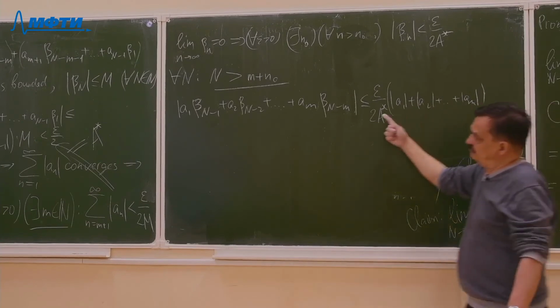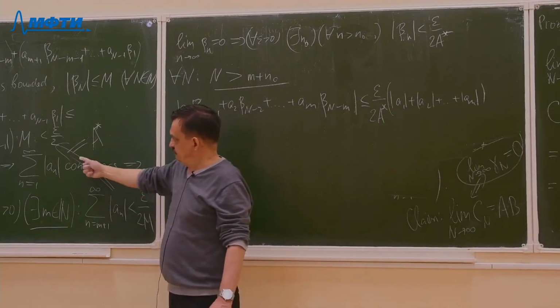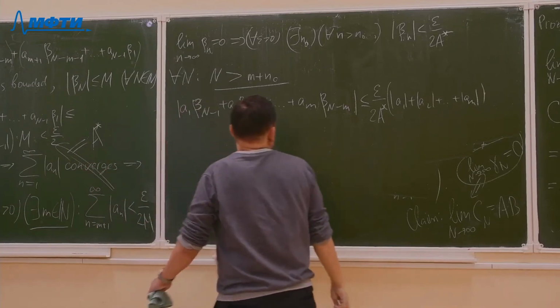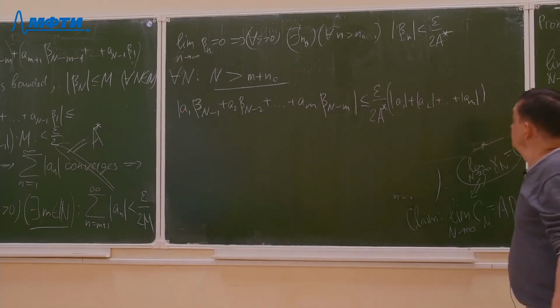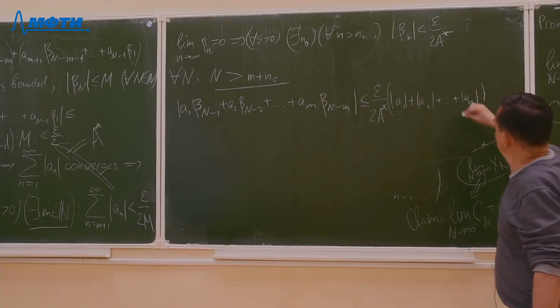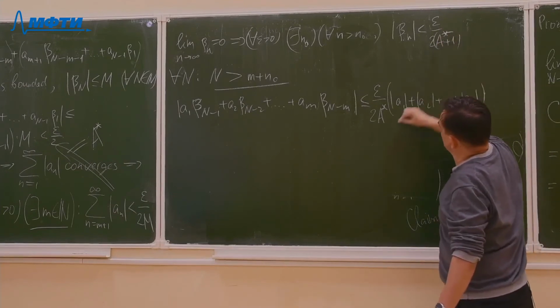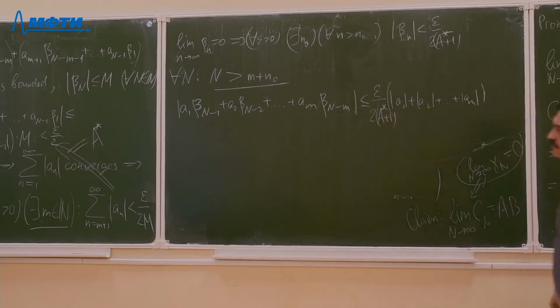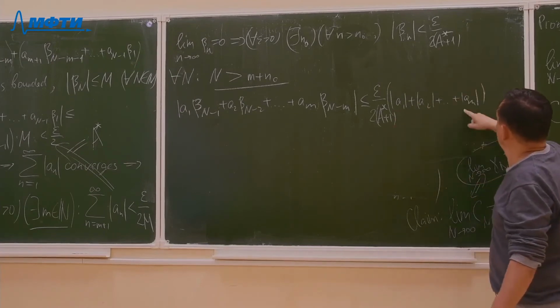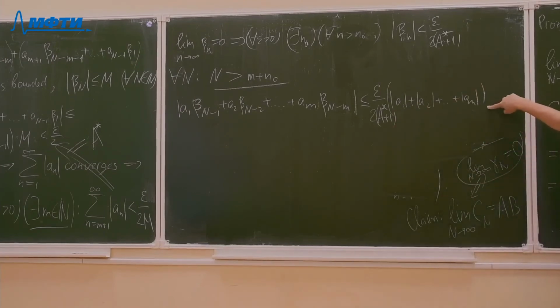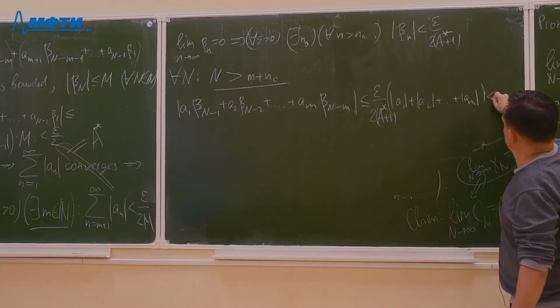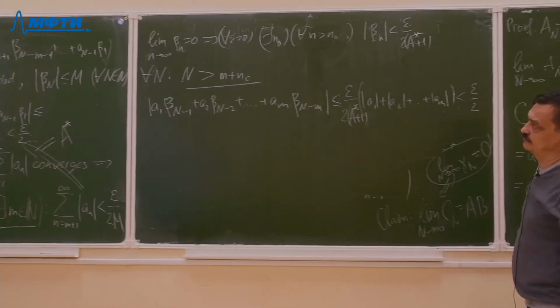But this sum is less or equal than A star, hence, okay, maybe A star plus 1, let's say, to avoid difficulty with A star might be 0. To avoid it, I'll put here plus 1. So that is less or equal than A star, so altogether less than epsilon over 2.